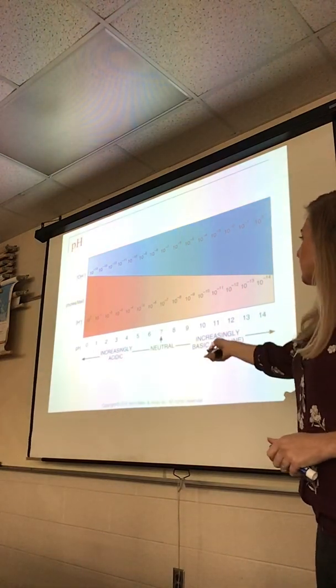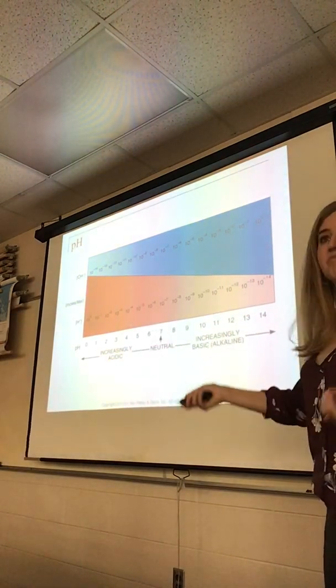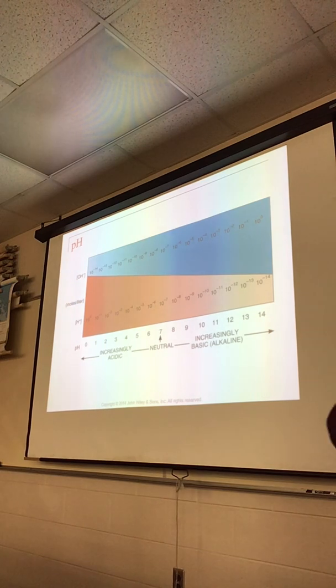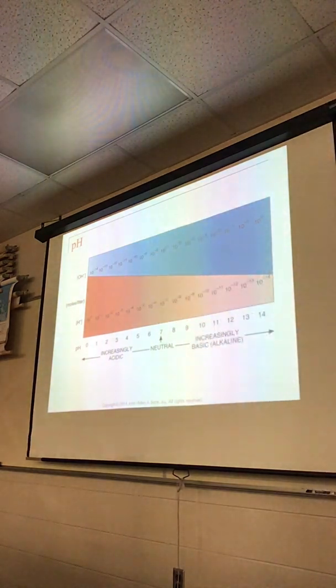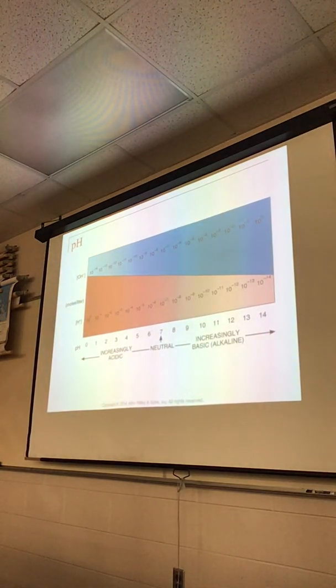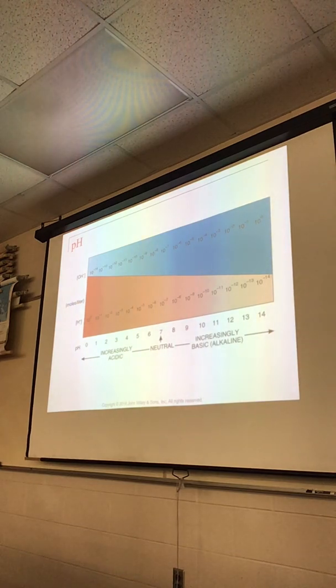And the closer things get to 7, the more neutral they are. That means they have equal numbers of hydrogen ions and hydroxide ions. This is why a water molecule would be neutral. It's got equal numbers. Okay.